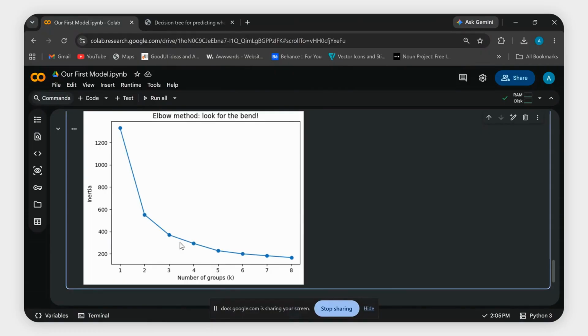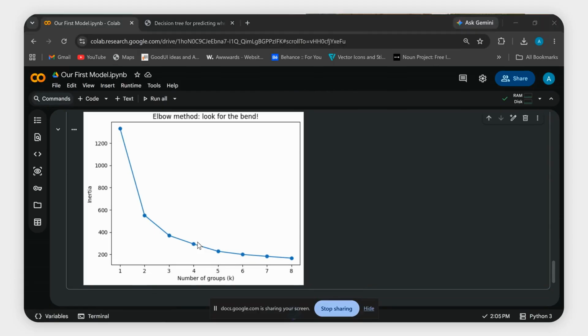So the big lesson here is the penguins had 3 groups. This data has 4. The number always comes from the graph, never from the habit. So every data set gets its own elbow plot and its own answer. Never do what? Never assume.